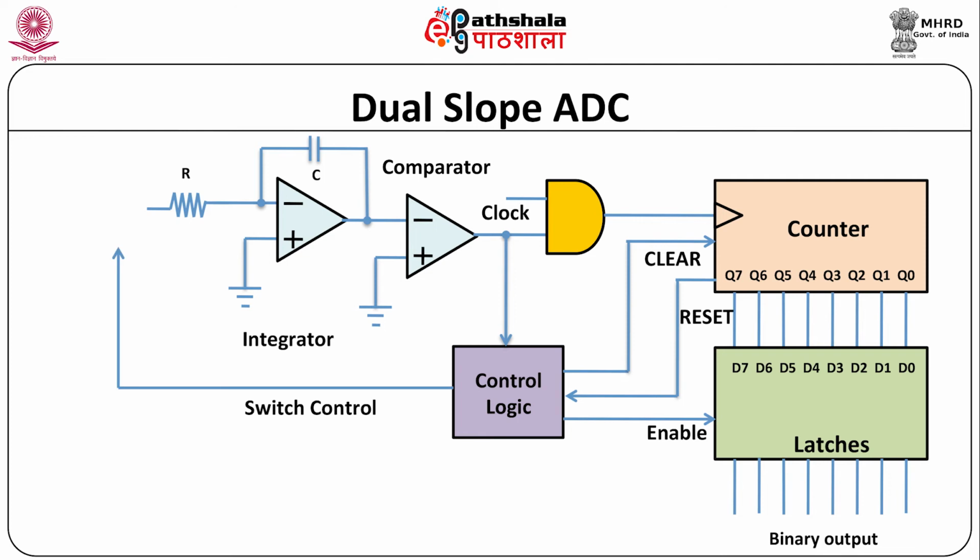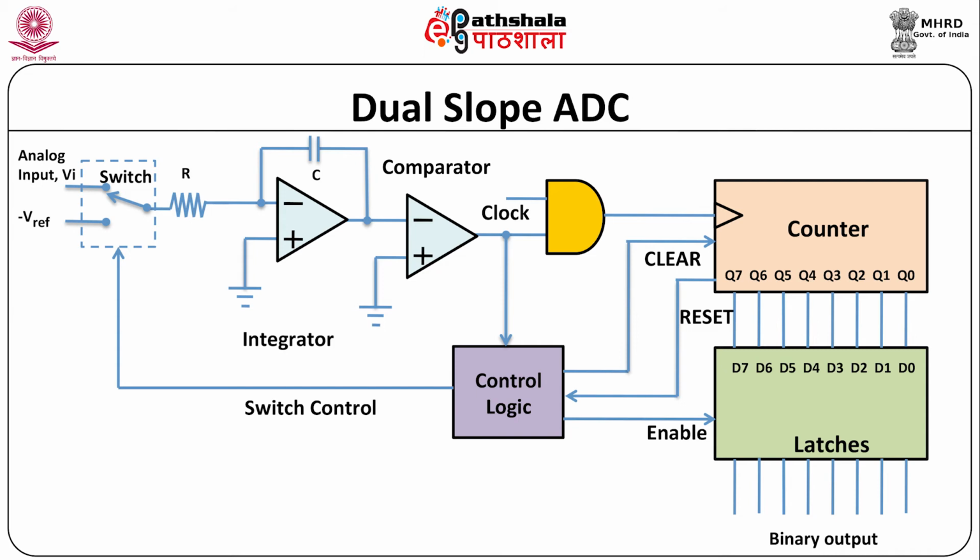Control logic also generates a switch control signal. This switch control signal allows the converter to connect either Vin or -V reference to the integrator. Let us now understand the operation of dual slope ADC.